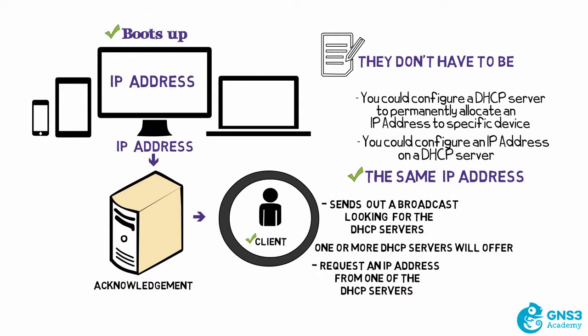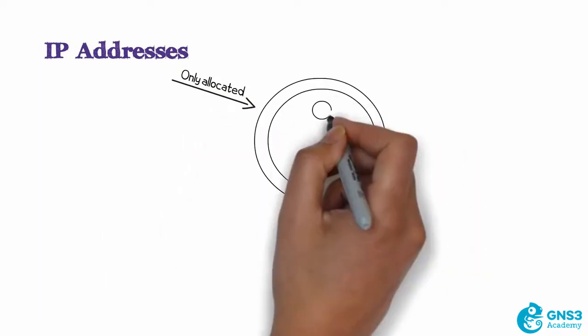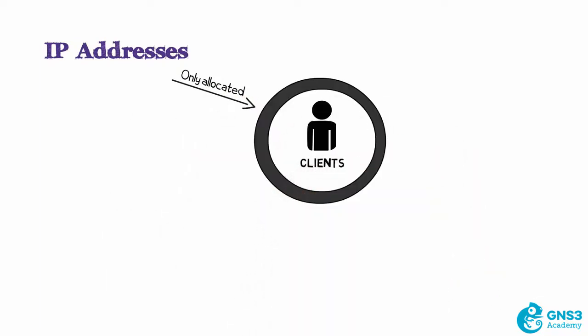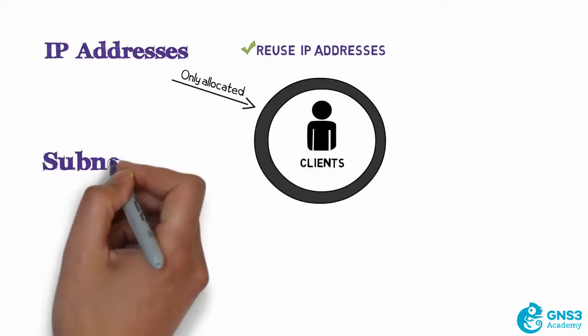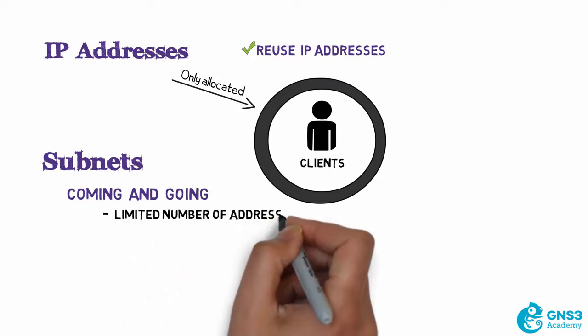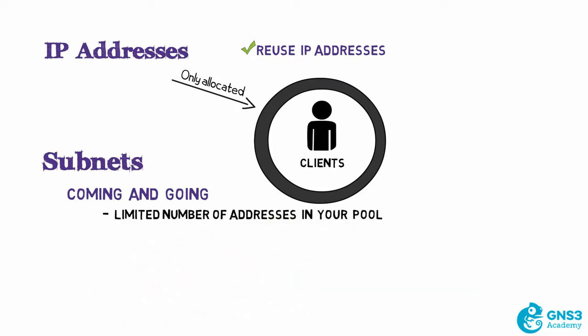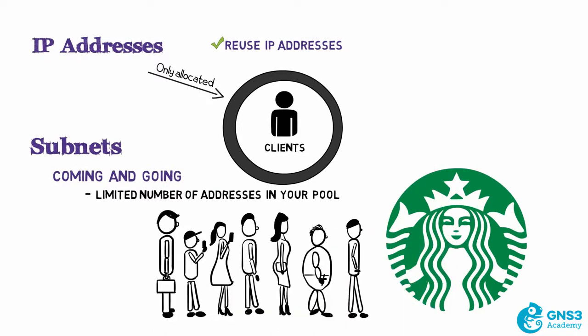In most implementations in the real world, however, IP addresses are only allocated to clients for a limited amount of time. This allows you to reuse IP addresses. So in a subnet where users are coming and going, you may have a limited number of addresses in your pool, and hence the addresses can be reused by users over a period of time. As an example, in Starbucks, people are coming and going all the time, so you may only have a limited number of addresses that you want to reuse over and over and over.